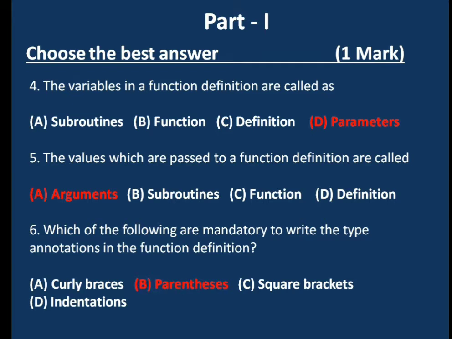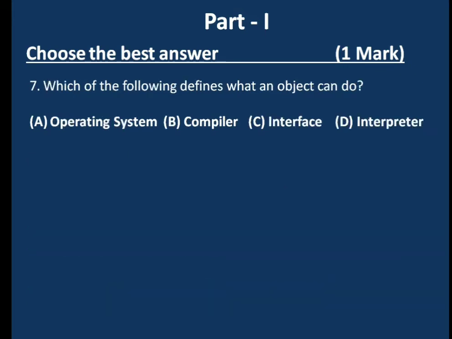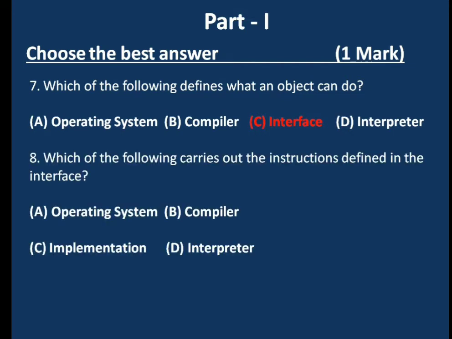The answer is parenthesis. Which of the following defines what an object can do? Operating system, compiler, interface, interpreter. The answer is interface. Which of the following carries out the instruction defined in the interface? The options are operating system, compiler, implementation, interpreter.